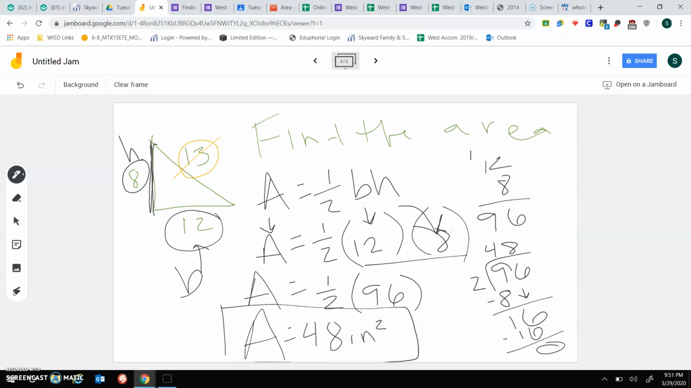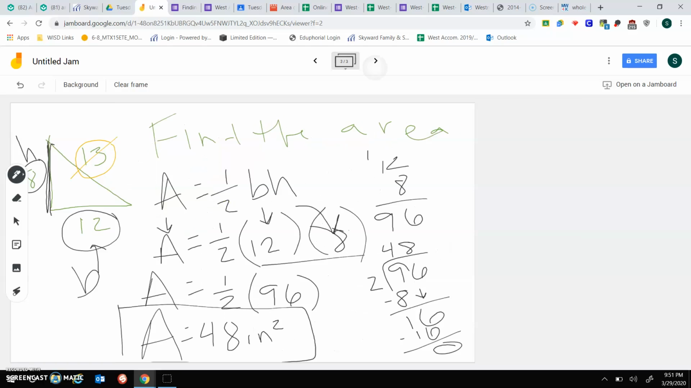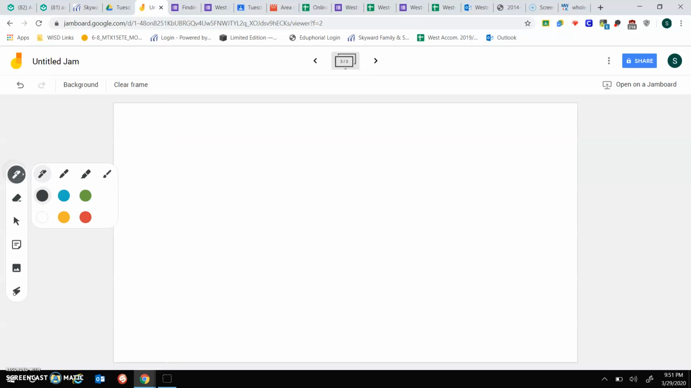Okay, so your first step is to identify what is my shape. Once I know what the shape is, what is my formula, and then fill in the formula. Okay, let's go ahead and let's do another example. Example 2. We'll put example 2 in the corner. Go ahead and draw this shape for me, please.